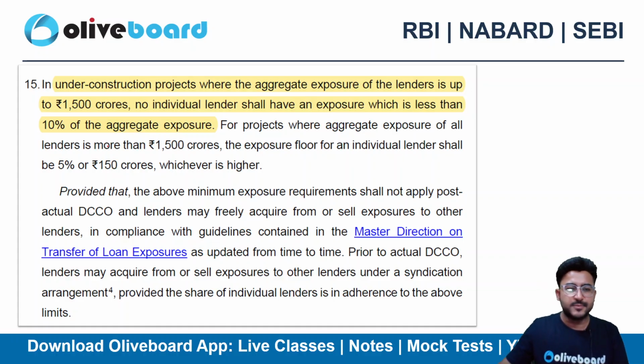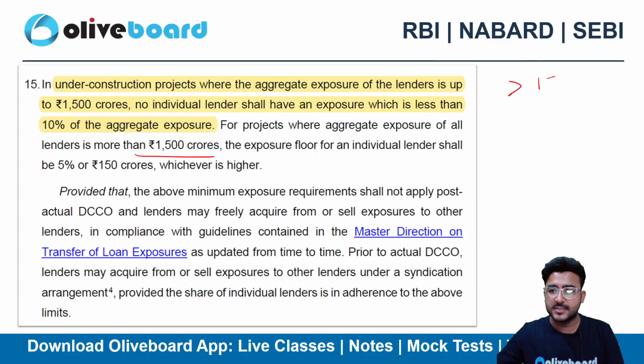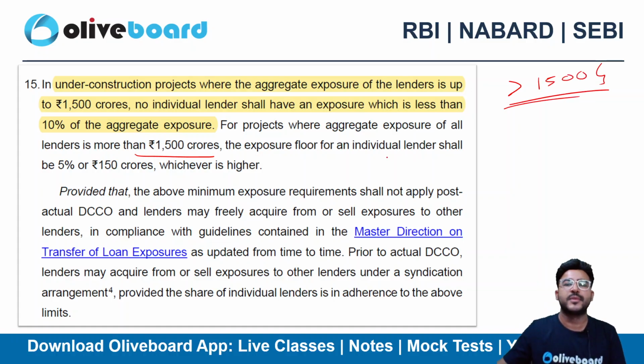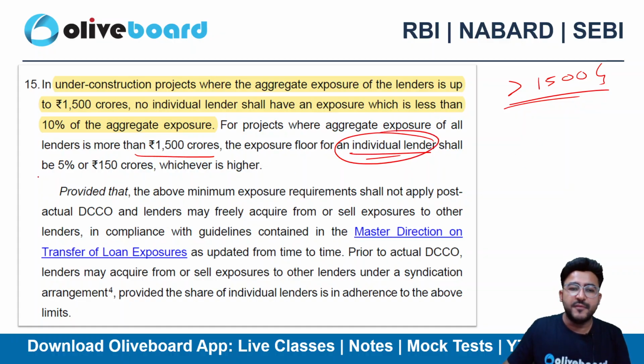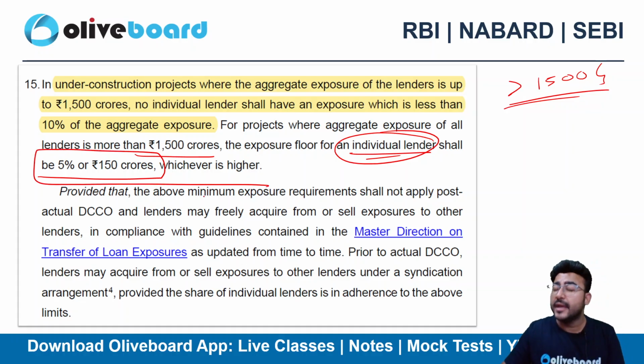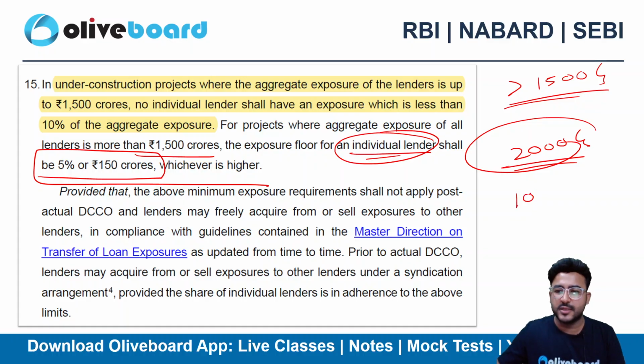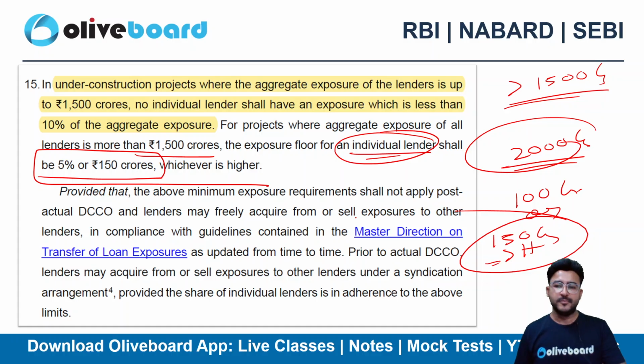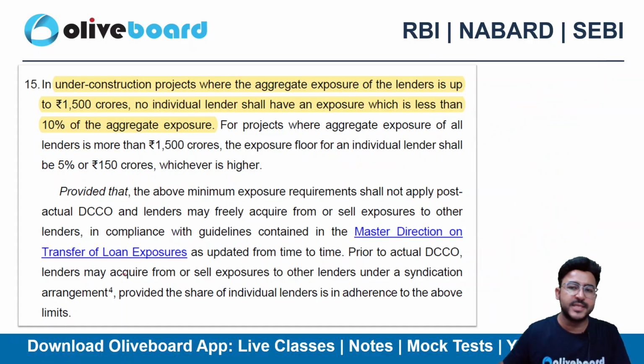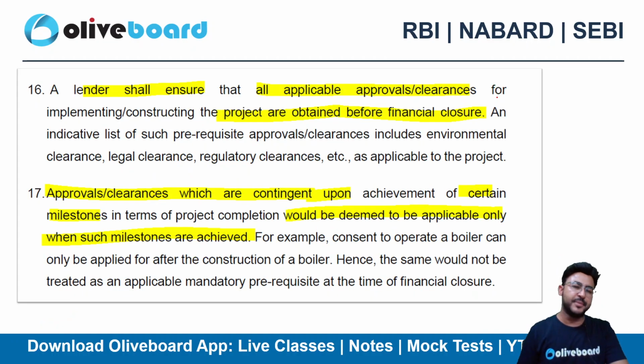For projects with aggregate exposure of the lenders of more than 1500 crore, let's suppose the exposure is more than 1500 crore, in that case an individual lender, HDFC Bank, ICICI Bank, per bank, the limit would be 5% or 150 crore, whichever is higher, right? Let's suppose the cost is 2000 crore. In that case 5% of 2000 crore is 100 crore or 150 crore, whichever is higher. So 150 crore will be the new limit now, right? That's how it takes place. Do remember this limit, important for your examination.